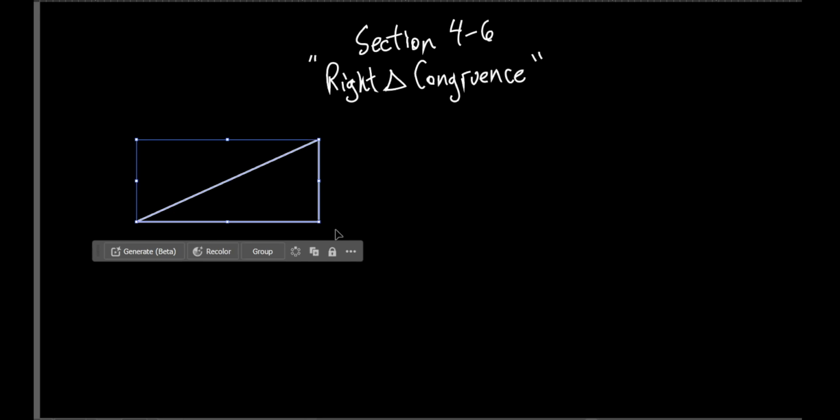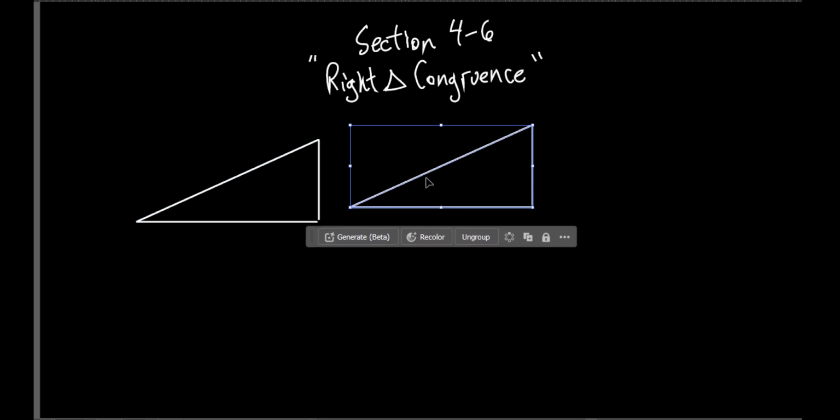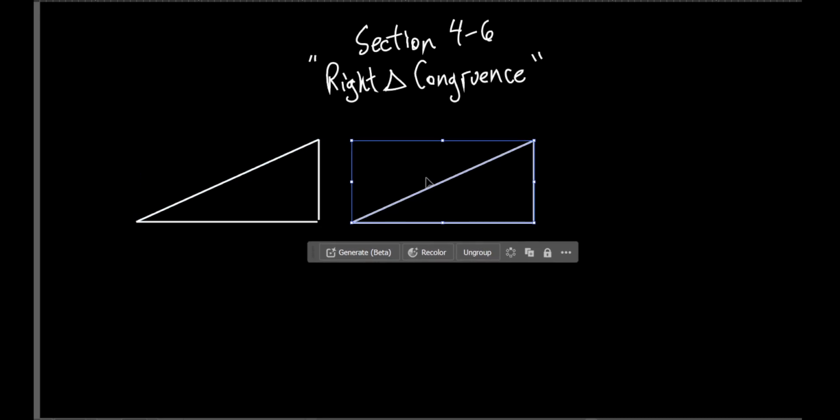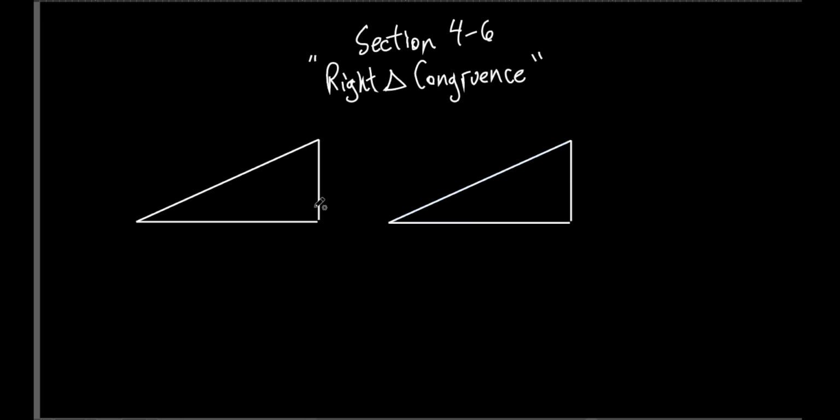I'm going to group that together. I'm going to copy and paste it, and just put it right next. All right, so there we go. Now, watch what we're going to do. They're right triangles. So what's this angle have to be? A right angle. Okay, they're right triangles, so that angle has to be a right angle.